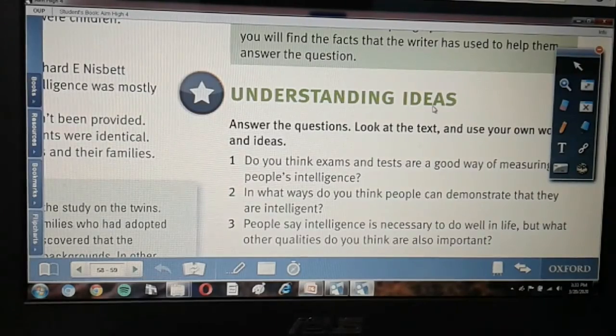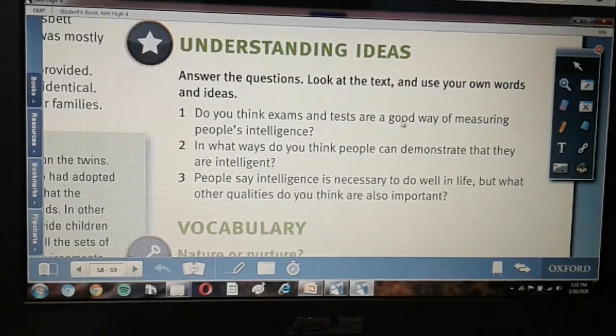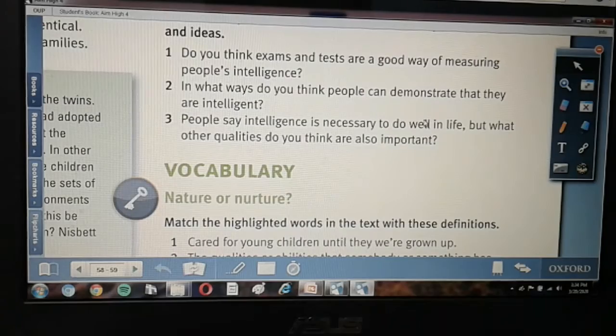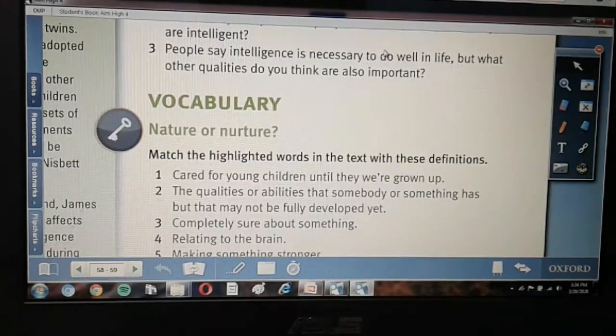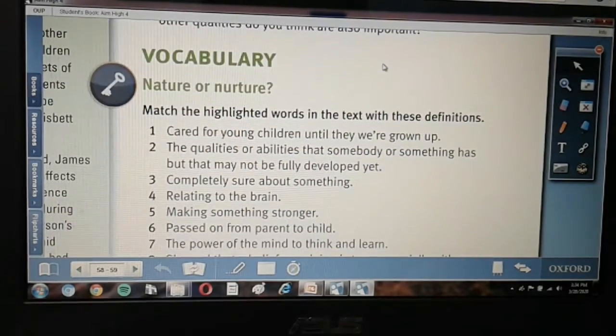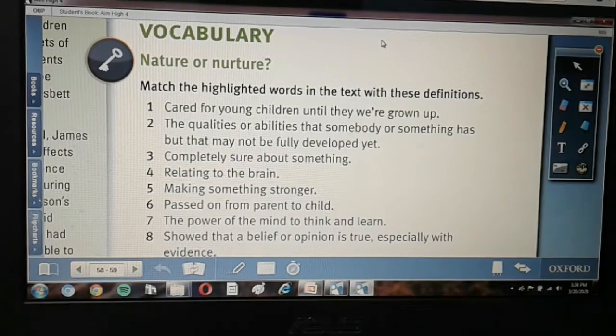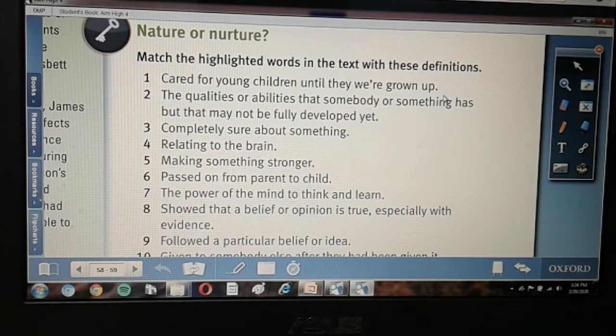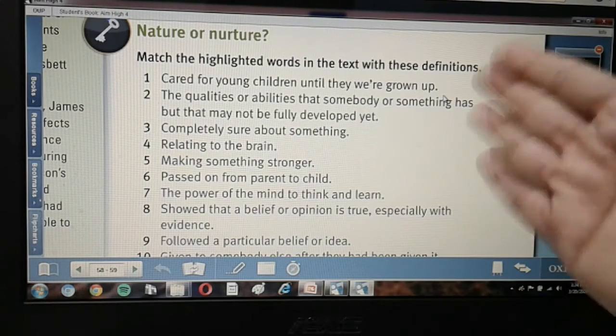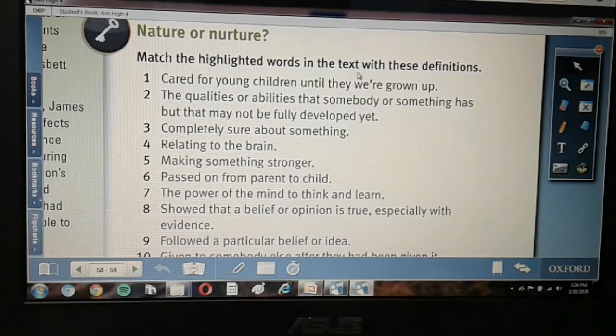Okay. And also skip understanding ideas. I do want to have a speaking session with you guys. You know how interested I am in speaking with you. But this time, unfortunately, I have to skip this. So next what you have to do is to match the highlighted words in the text with this definition. So please write down the answers next to each of the sentences, okay?